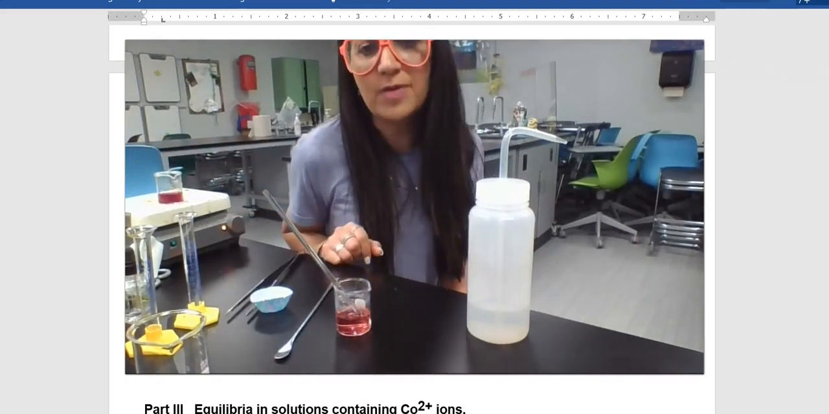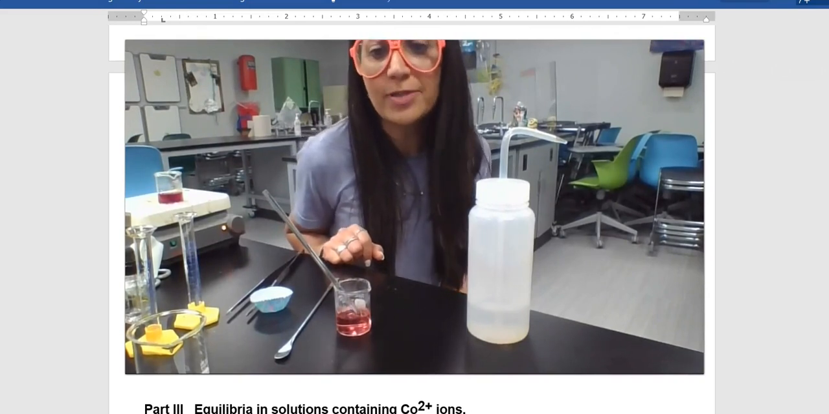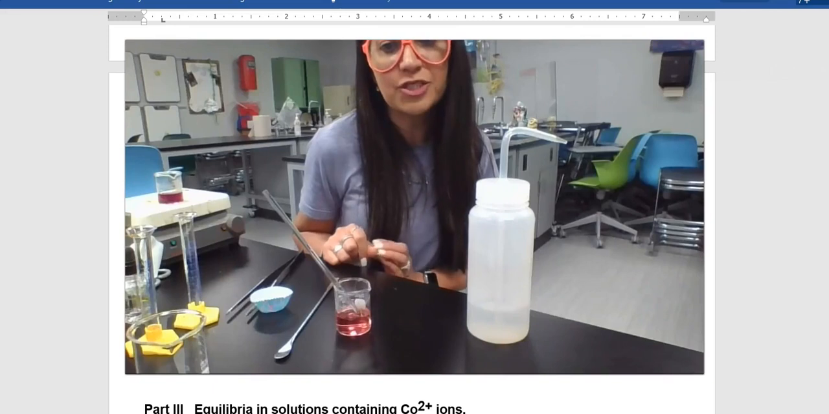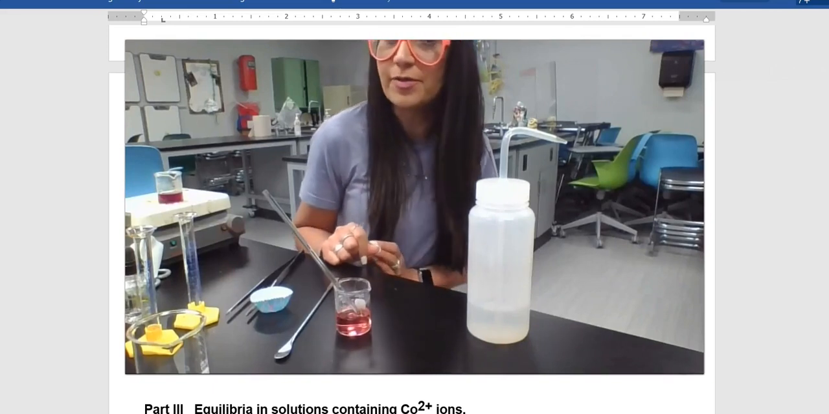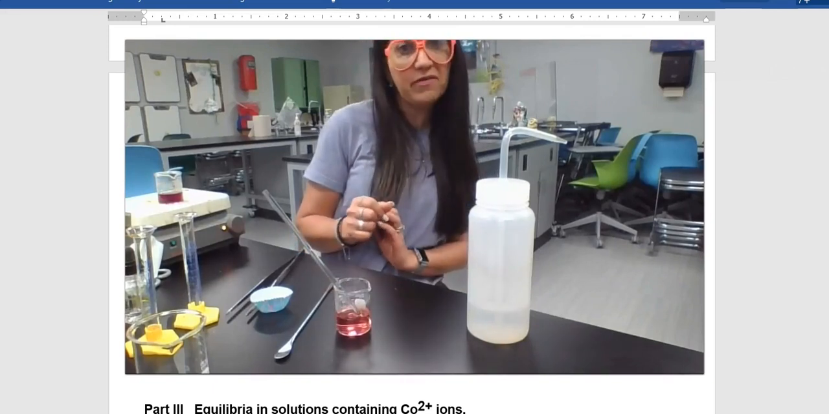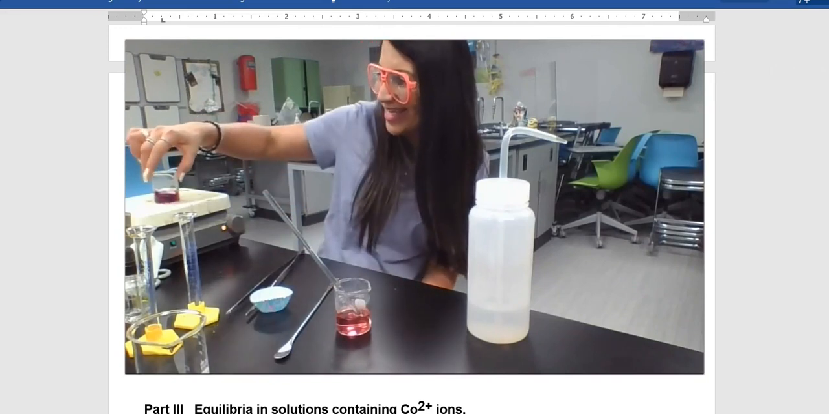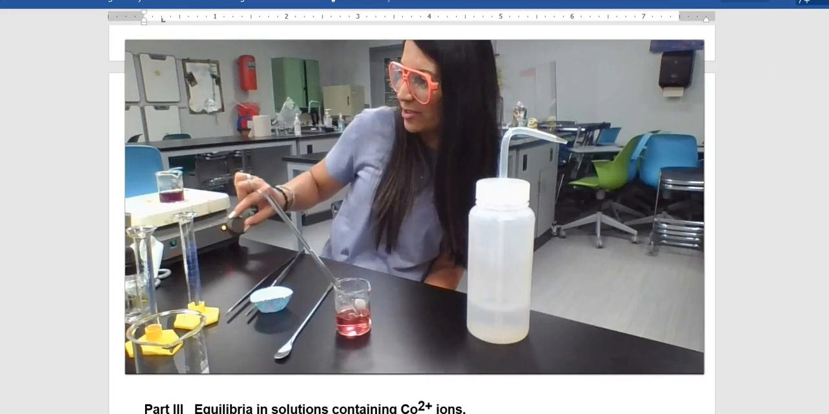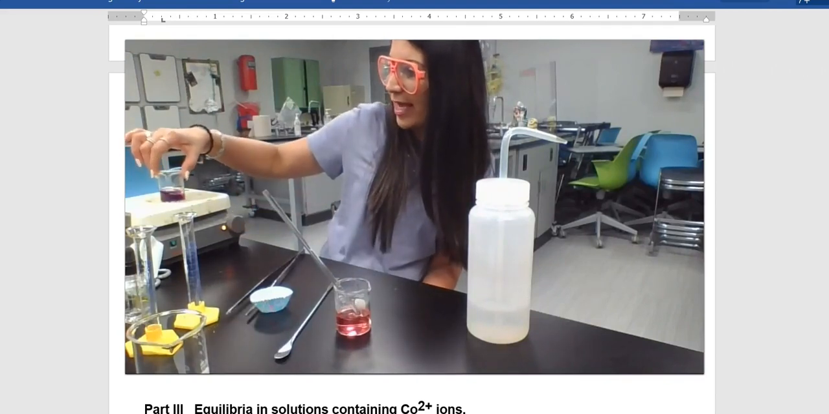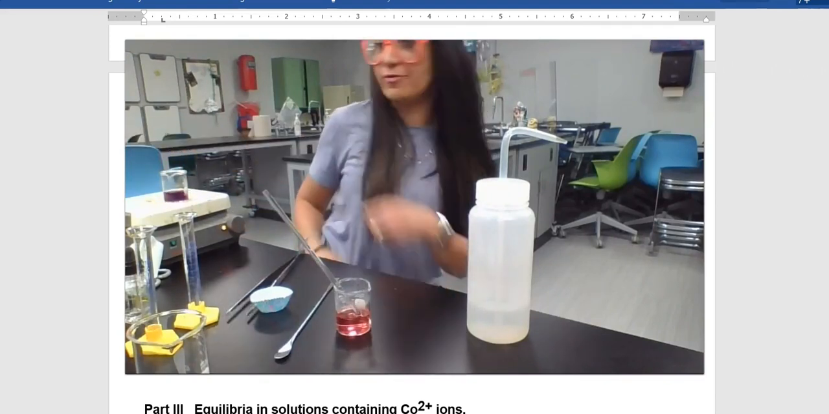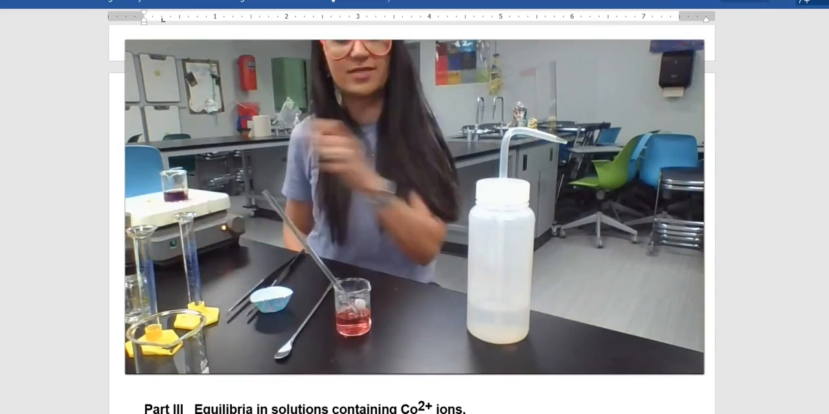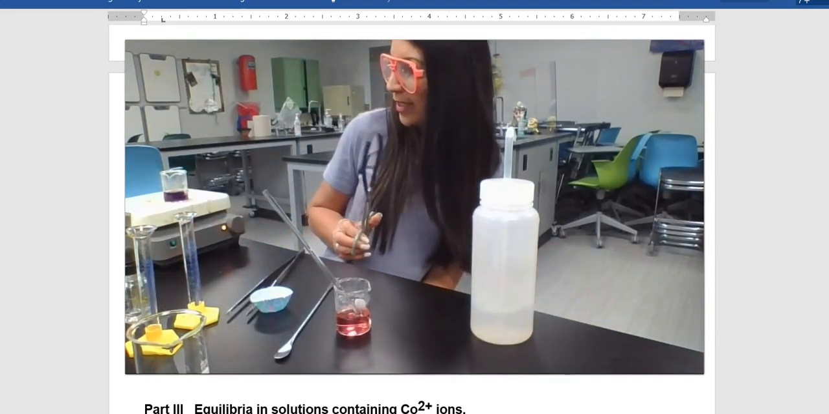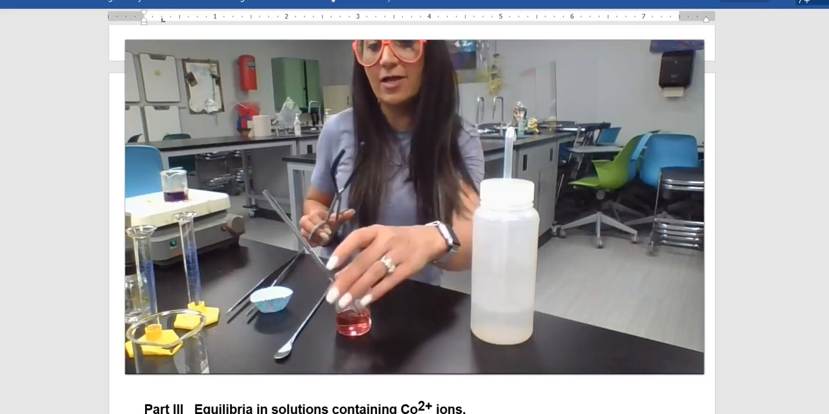Let's read what number 4 says. It says, turn off the hot plate after you see the color change and then allow the solution to cool. This information is needed to determine if the reaction is endothermic or exothermic. Let's turn up the heat just a little bit more. I'm going to get it to a high setting. I might need to use my beaker tongs in just a second, so let's get them ready just in case. Definitely seeing a color change.